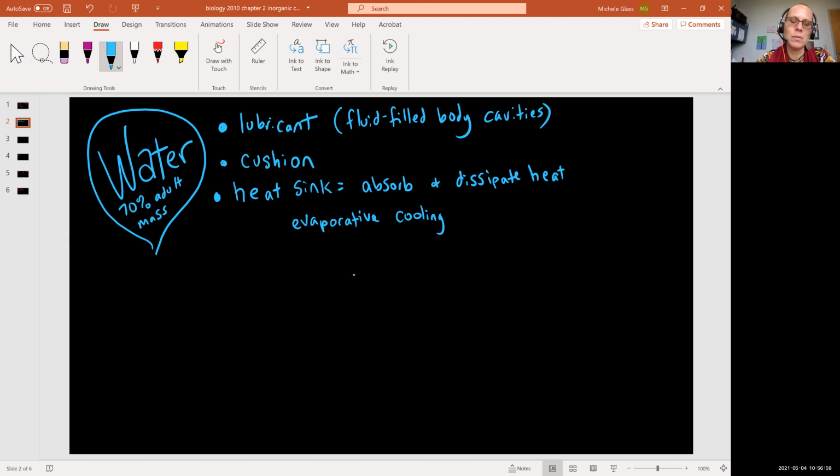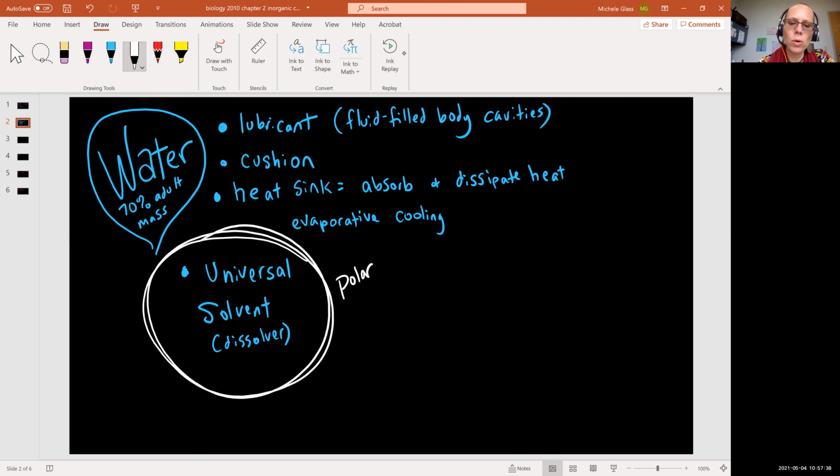Another super duper important feature is that water is what's called a universal solvent. The term solvent means dissolver. This is such an important feature, and this is true because water is polar. Remember, when we talk about solubility, likes dissolve likes. So polar water will dissolve polar molecules.